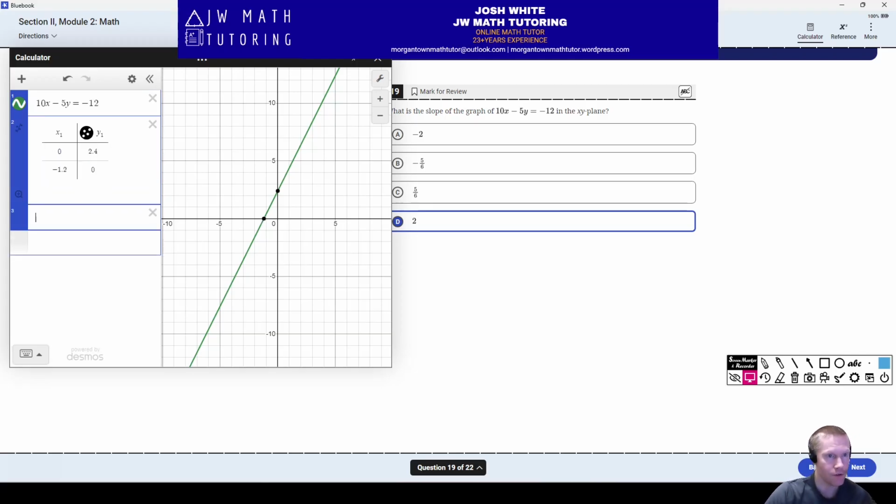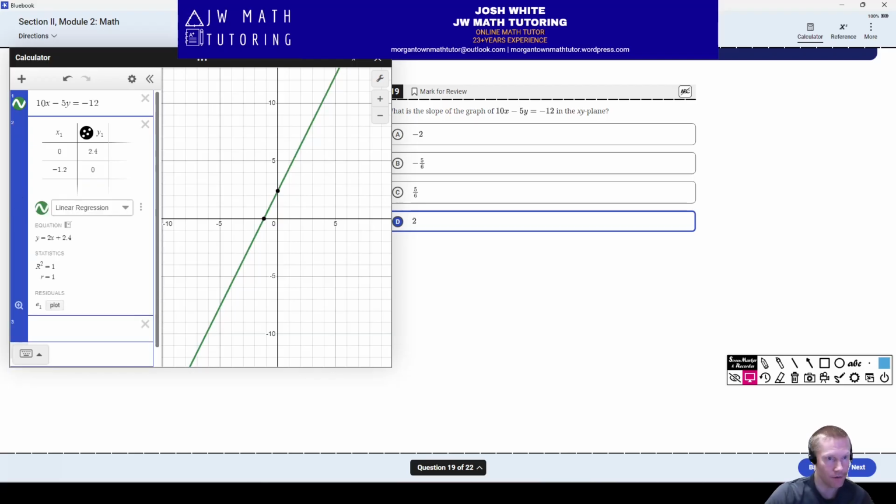All right, then we're just going to do a linear regression. Notice I click on the little icon up here, the automatic regression button. It automatically selects linear. That's what I want. Okay, what is the slope of the line right here? It's 2. So again, this is how you could do the entire problem in Desmos as well.